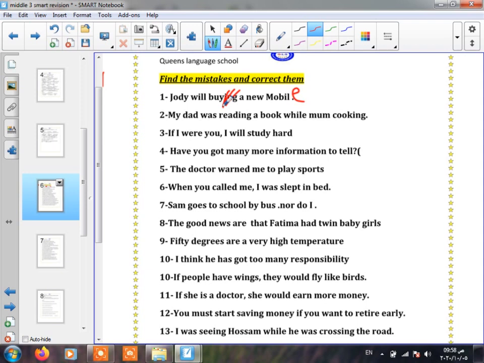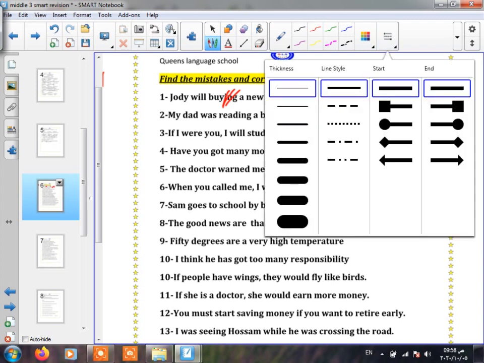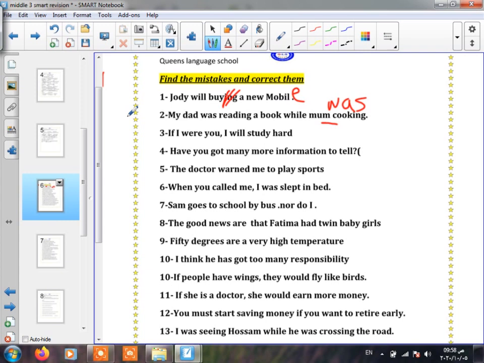Number 2, my dad was reading a book while mom cooking. So this is a past continuous sentence. I have two actions that were happening together at the same time, like the example of Judy in the last choose question. So my dad was reading a book while mom was cooking. Okay? Let's continue. So, number 3, if I were you, I will study. So this is the second conditional type. In the second conditional, if I have here the past simple, I must put here would plus infinitive. So this must be would. I would.